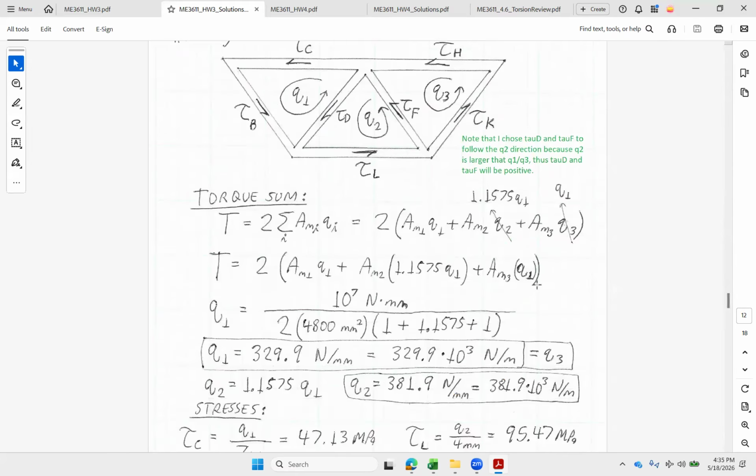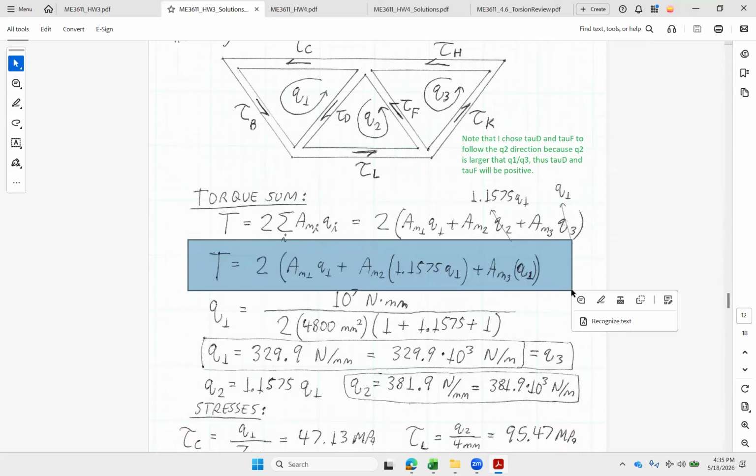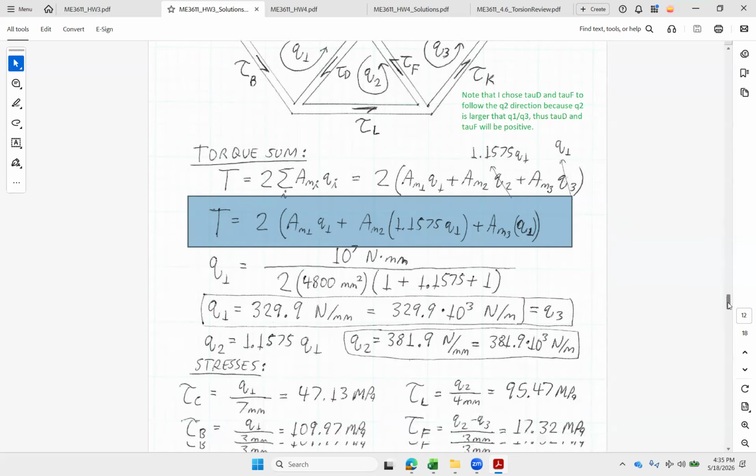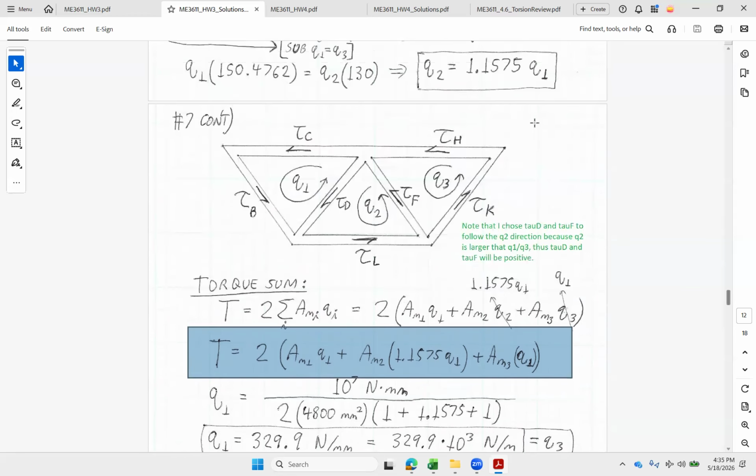Then I could throw those into the torque summation at the end here, and I could finally solve for a single. I said 1 and 3 were the same. 2 is a multiplier of 1, so we'll just change it all to 1. We get Q1 comes out at right at 330 Newton per millimeter, or 330,000 Newton per meter. That also equals Q3, and then Q2 a little bit bigger at 382. So now I've got my shear flows for each one, and then the stresses are just going to be Q divided by thickness. So we've done almost all the work for that.